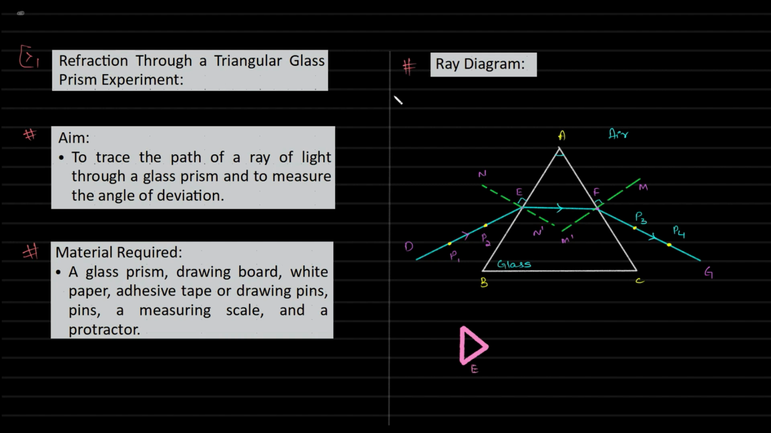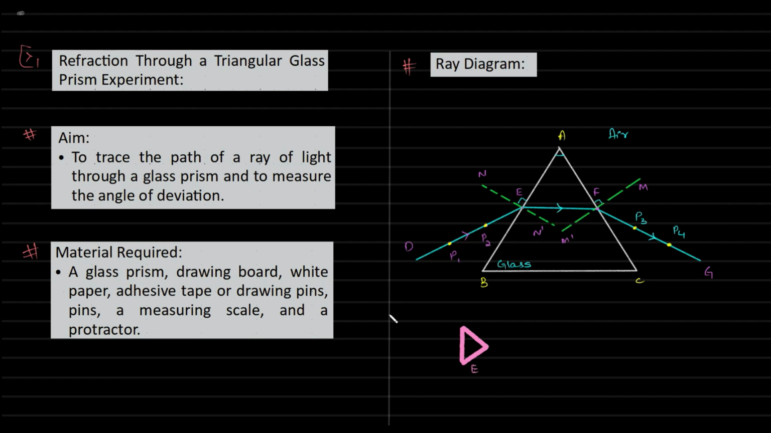Then how is it that we will do the experiment? I'll explain it over here. First we keep a prism and trace the prism. So take it out, then draw a normal. Take an angle between 30 to 60 and draw a ray. Take two pins, P1 and P2, place them over there and keep back the prism.